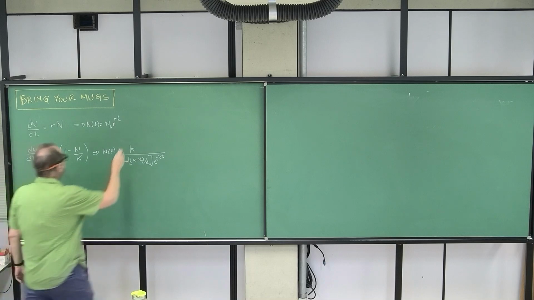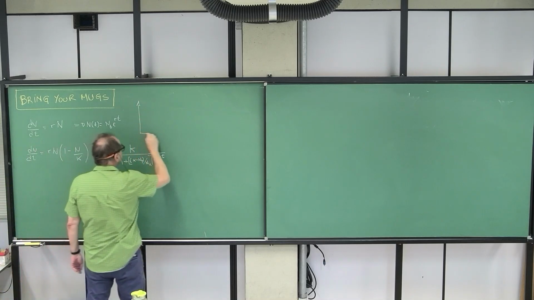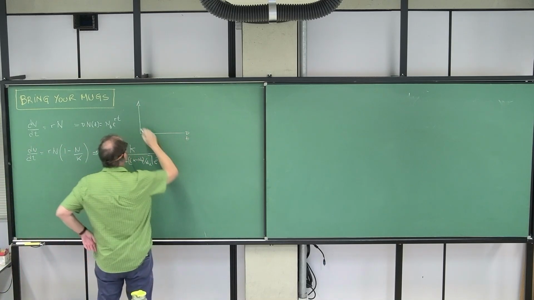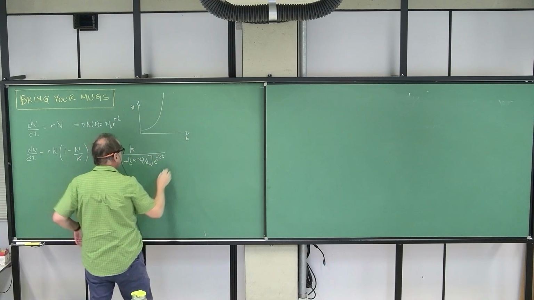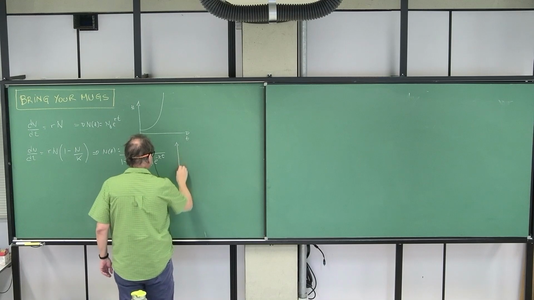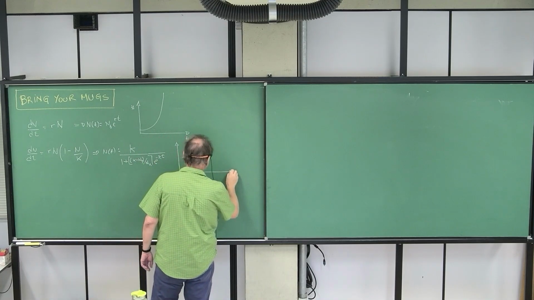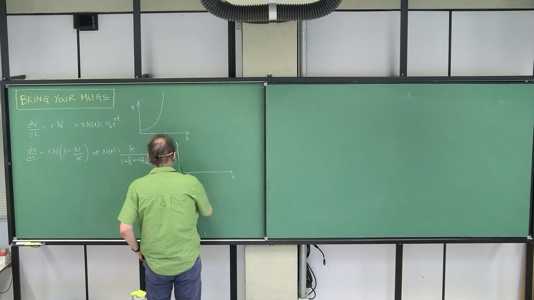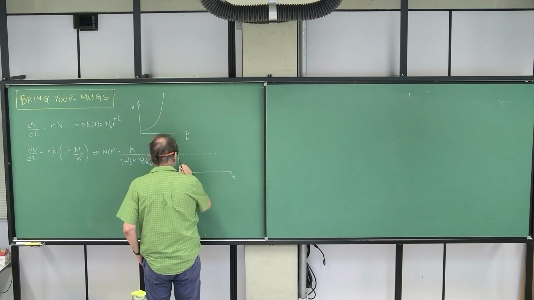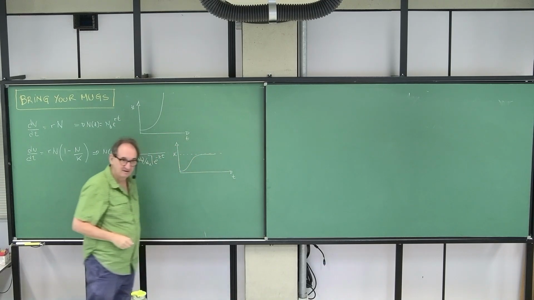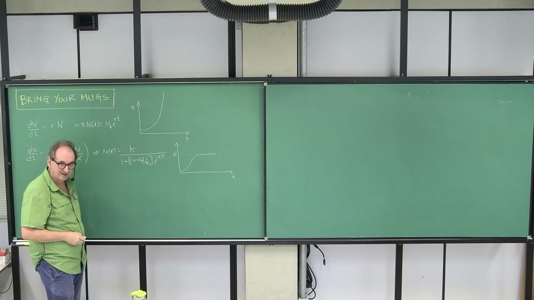And graphically, this was like this, t and N. So this is just exponential growth, and this is logistic growth. You have a specific value here, which is K. So you start here, you increase, and you go asymptotically to K. That's what we have seen, okay?